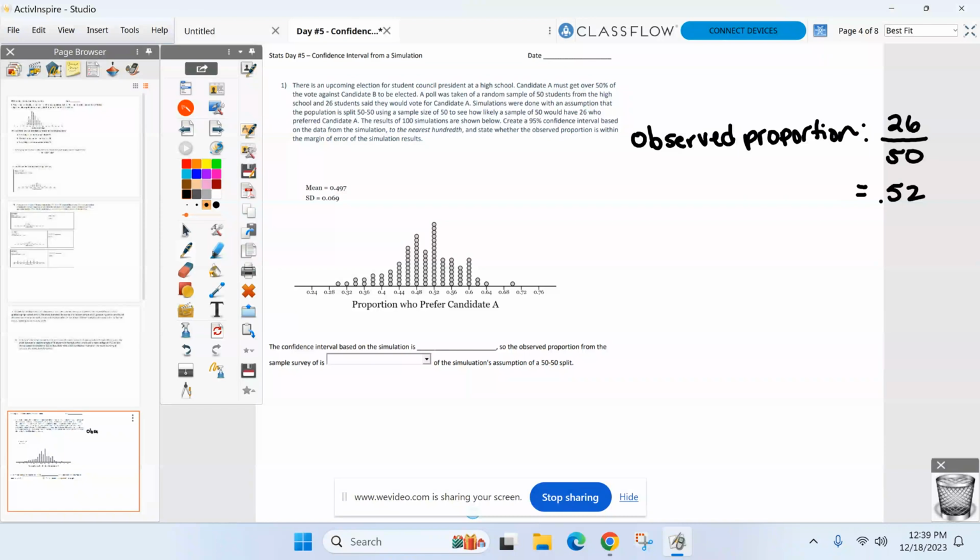The way we're going to do that is, and this is why I did this with you on Friday, and if you weren't here on Friday, you've got to catch up somehow, we're going to see if the observed proportion fits in our confidence interval. Does it fit into our confidence interval? So we'll have to review that.